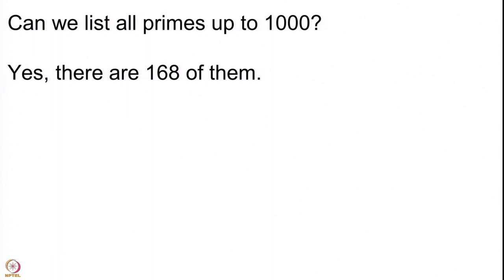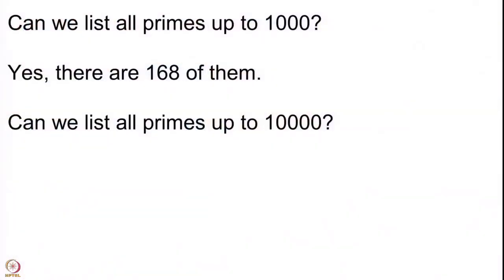The number of primes up to 100 was 25. The number of primes up to 1000, we have multiplied 100 by 10. So, we got 1000. The number 25 did not get multiplied by 10. It got multiplied to somewhere between 6 and 7. So, we got 168. I am not going to write all those primes here. I will give that to you as an interesting homework. Don't send that list to me. Keep it with you.